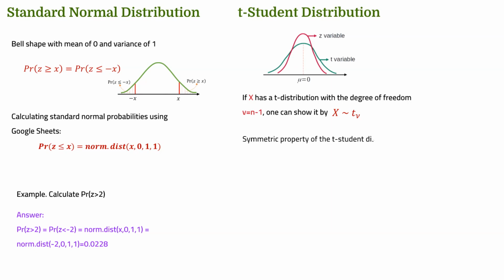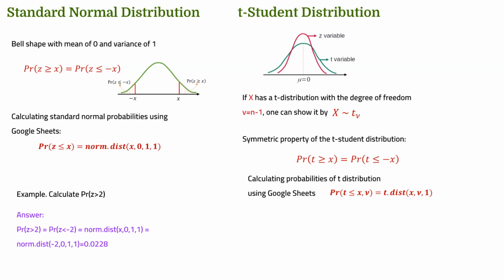The symmetric property of the t distribution is similar to the standard normal. Probability of t greater than or equal to x is the same as the probability of t less than or equal to minus x. Calculating probabilities of the t distribution using Google Sheet, the probability of t less than or equal to x with the degree of freedom of nu is equal to T.DIST(x,nu,1).